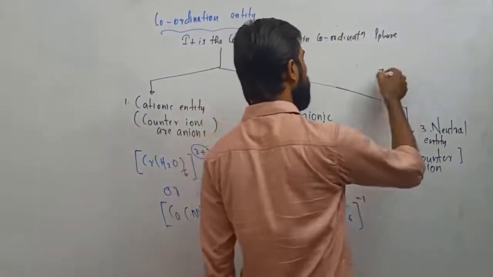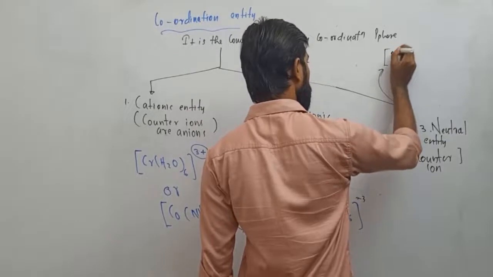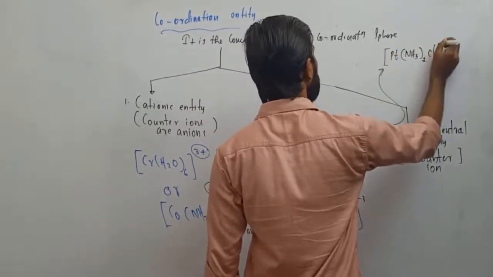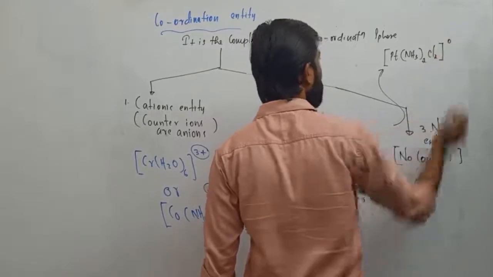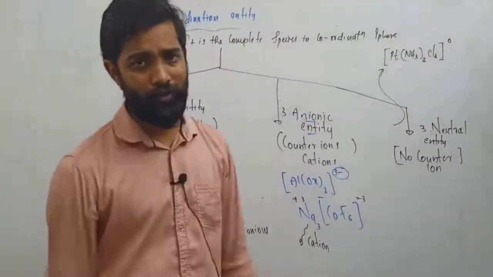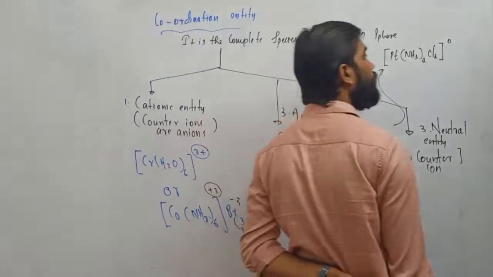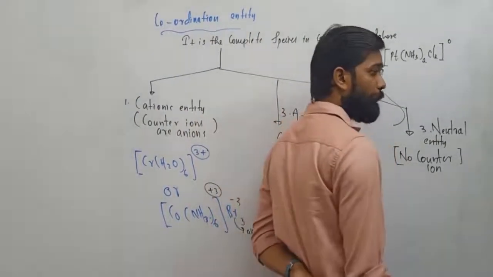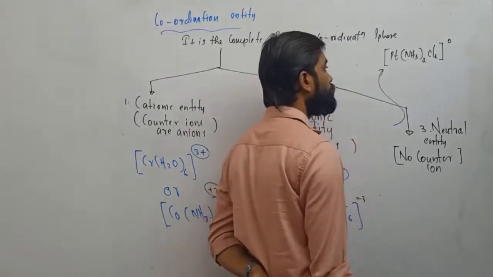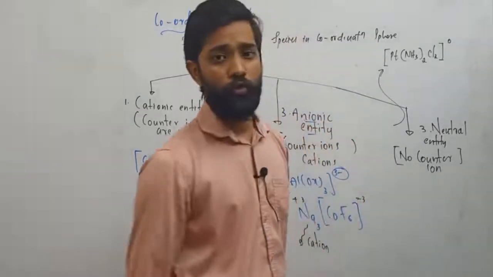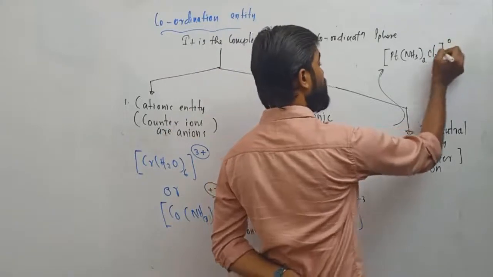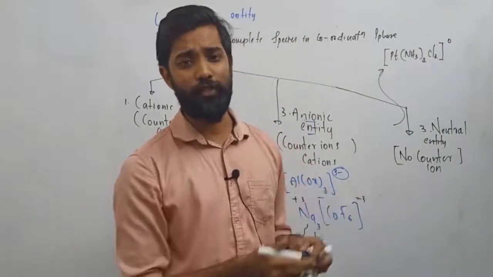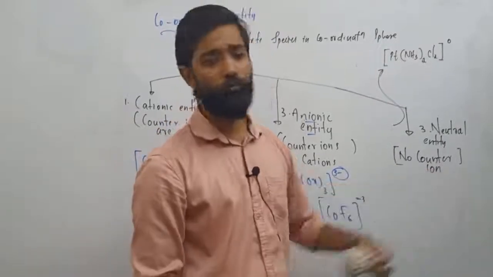And what about the neutral entity? Neutral entity is very easy. The whole charge on the top of the element or the complex will be 0. That will be a neutral entity. The residual charge of the complex or the entity is 0, so there is no need for a counterion to satisfy that charge.